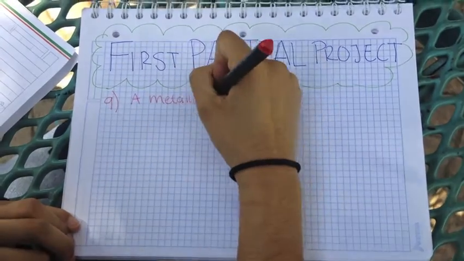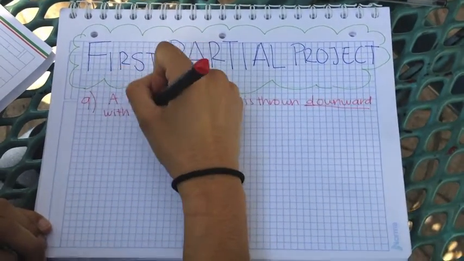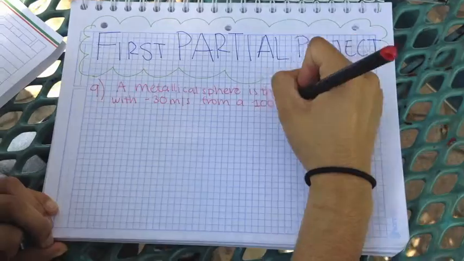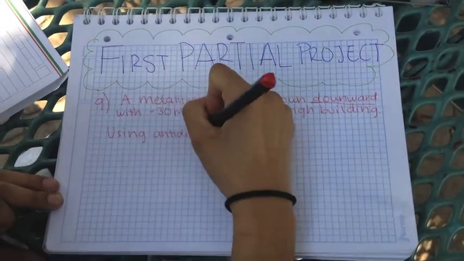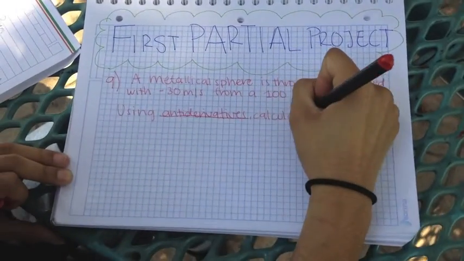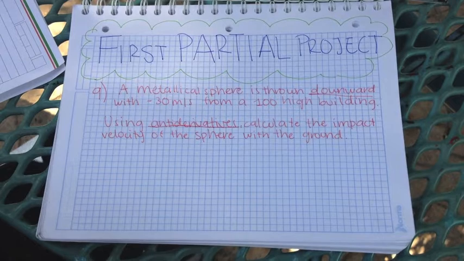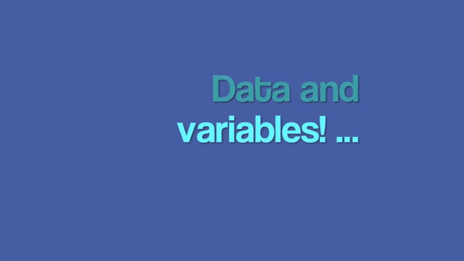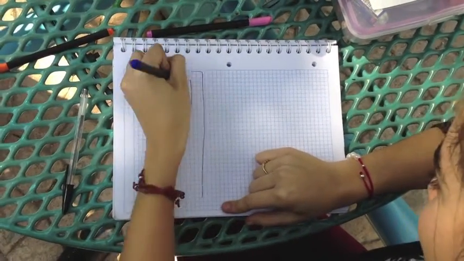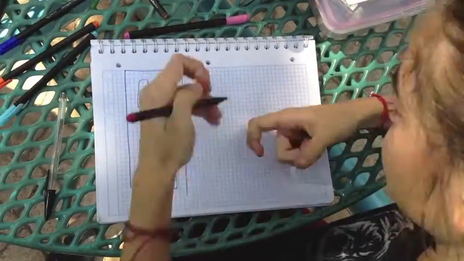The problem is, a metallic sphere is thrown downwards with minus 30 meters per second from a 100-meter-high building. Using antiderivatives, calculate the impact velocity of the sphere with the ground. So here is the building, and then the ball that is falling down.